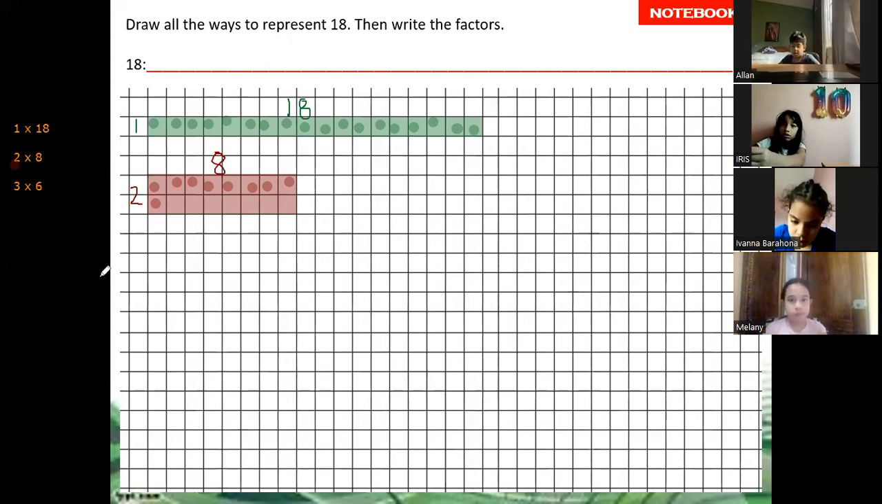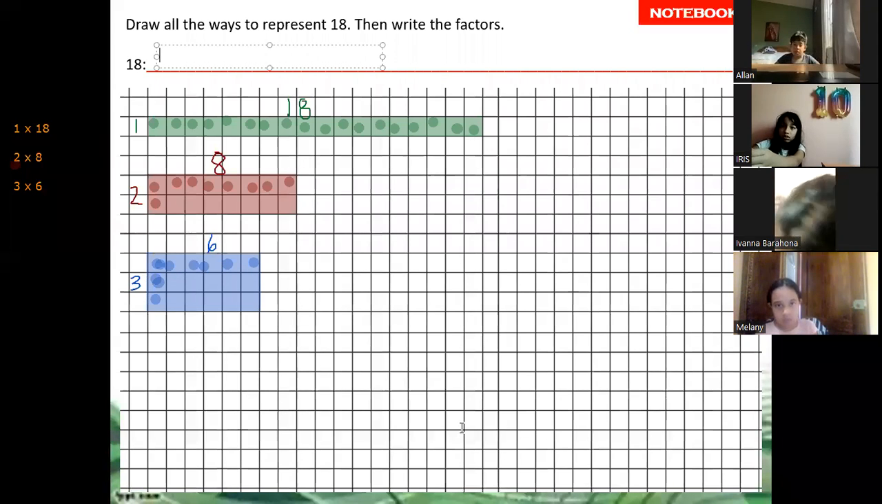And the last one is 3 times 6. So it's 1, 2, 3, 4, 5, and 6. And down, you need to count the first one, right? 1, 2, 3. Now, we make the drawing. And this one is 3 times 6.